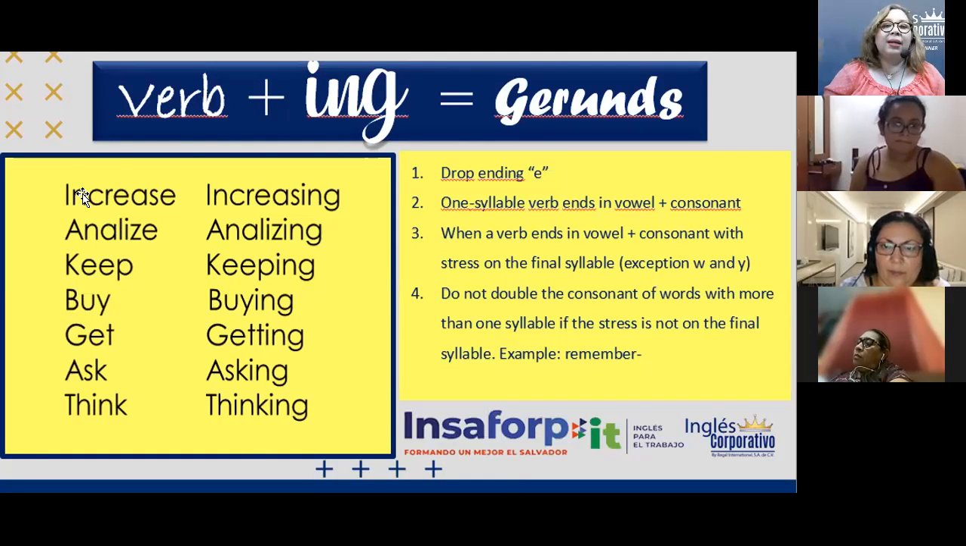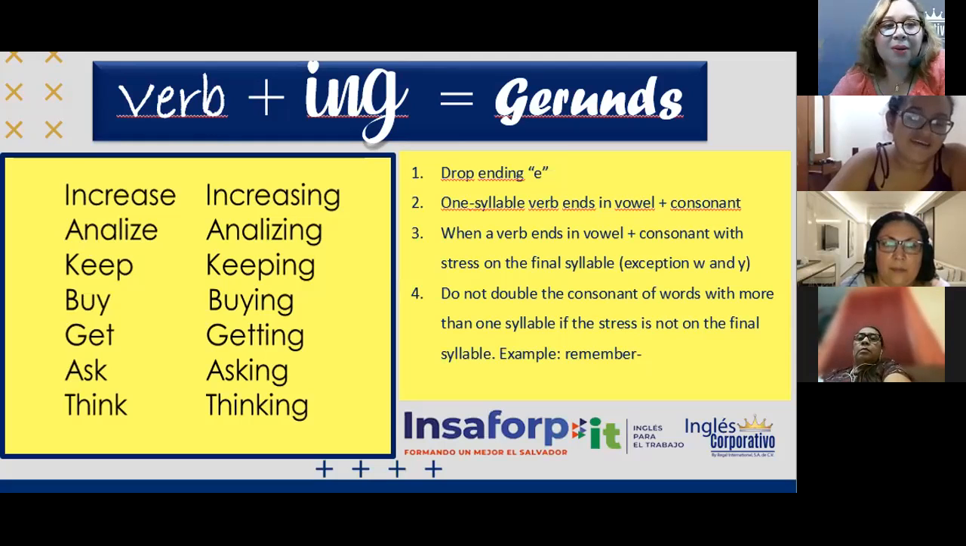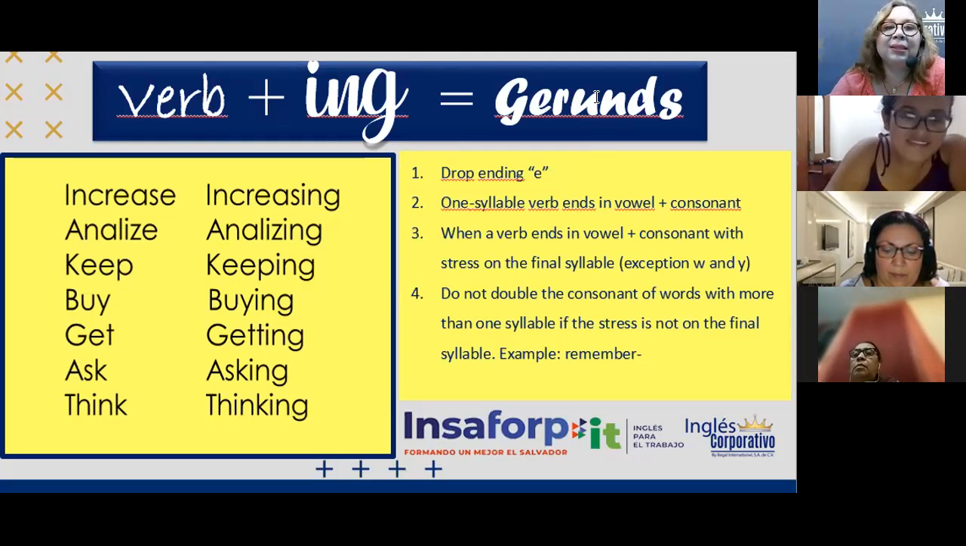Can you please read these verbs, Nancy? Increase, increasing. Analyze, analyzing. Keeping, buying, getting, asking, thinking. Thank you. Suleyma, please.